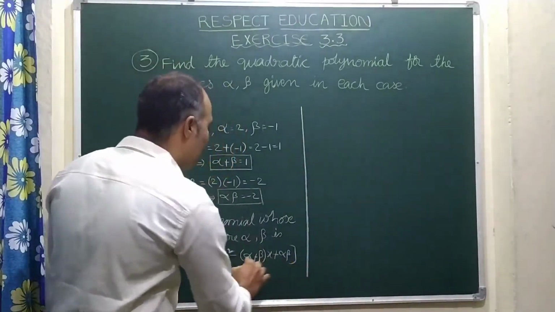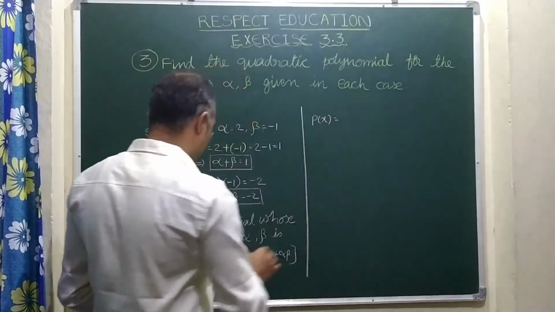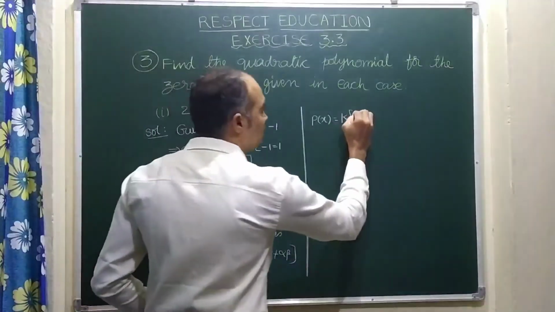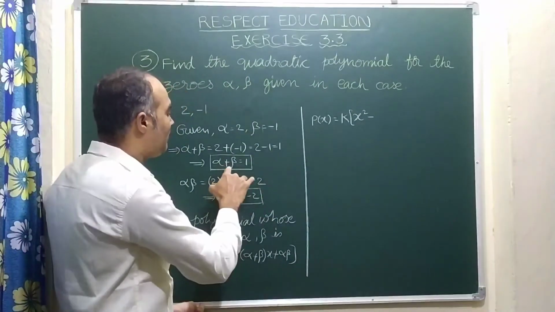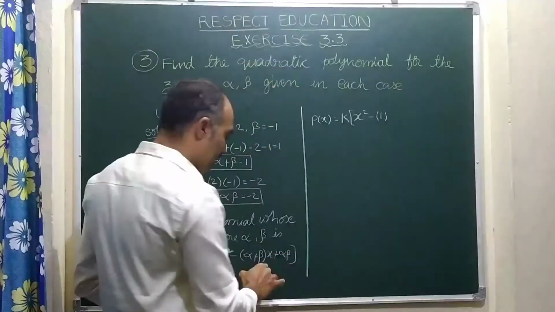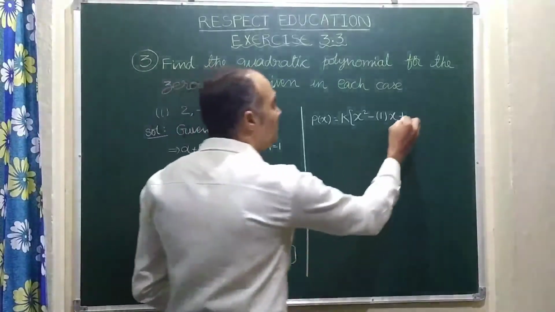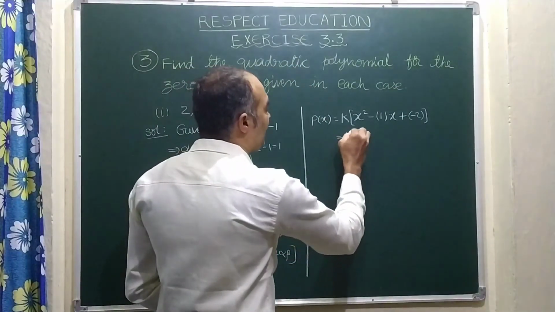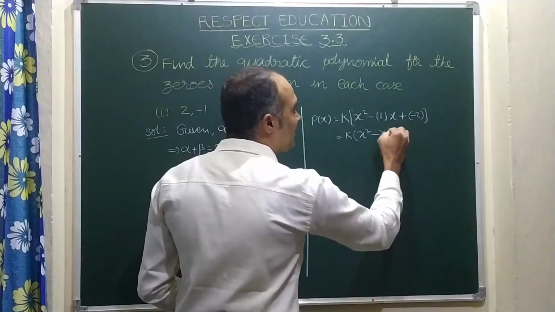Now let us substitute these values. Then here P of x becomes k, let us write k as it is, into x square, also we write minus alpha plus beta. Here you see what is alpha plus beta? 1. So in place of alpha plus beta I am writing 1 into x. So x plus alpha beta, here alpha beta is minus 2. So it is plus into minus 2. Right? Now it is k into x square, minus 1 into x is minus x, plus into minus is minus 2.